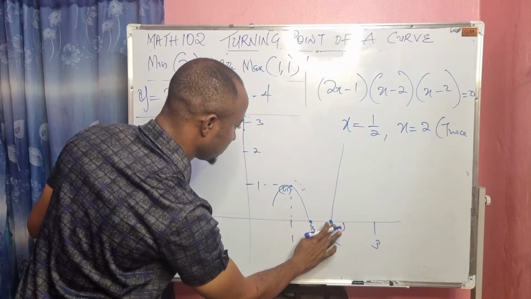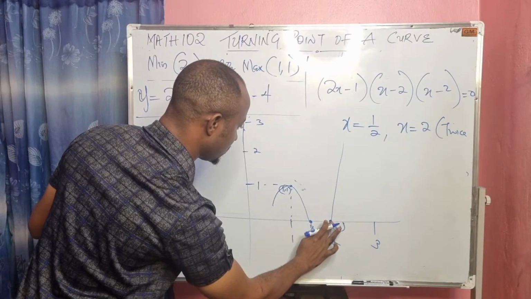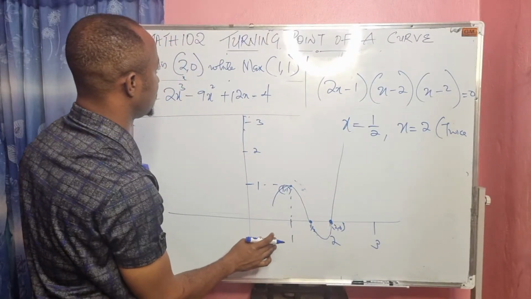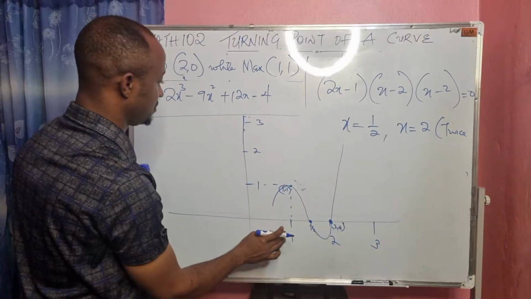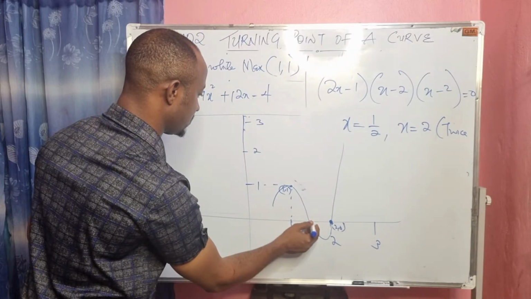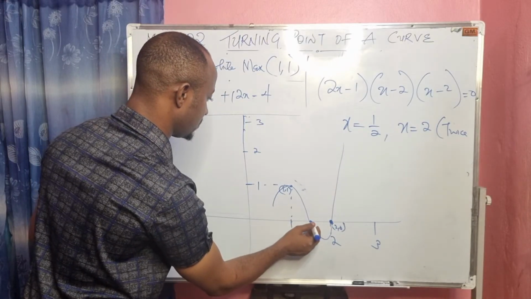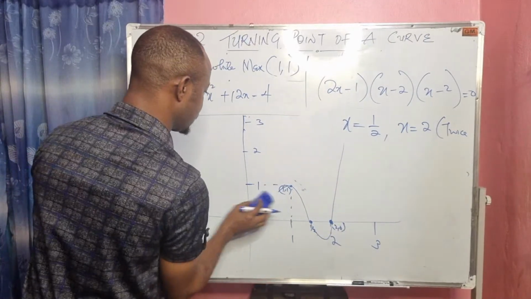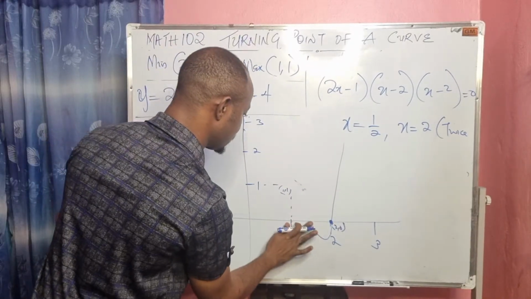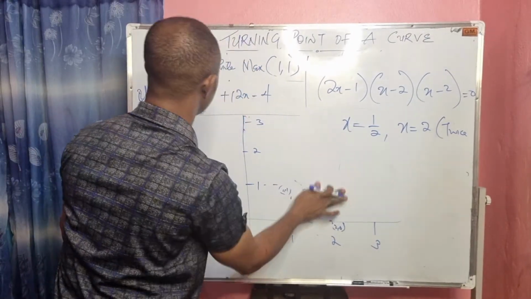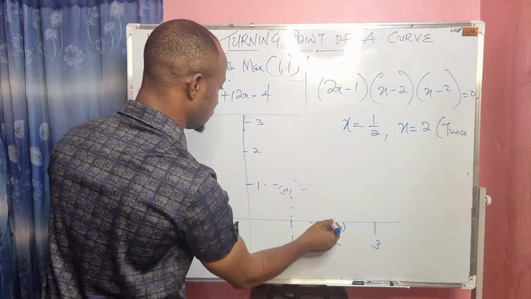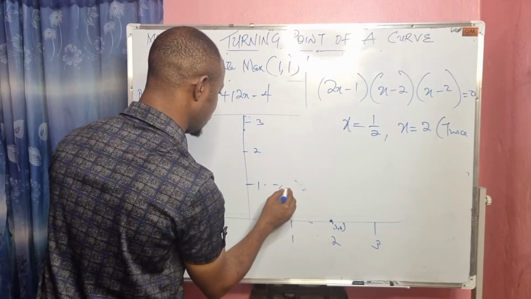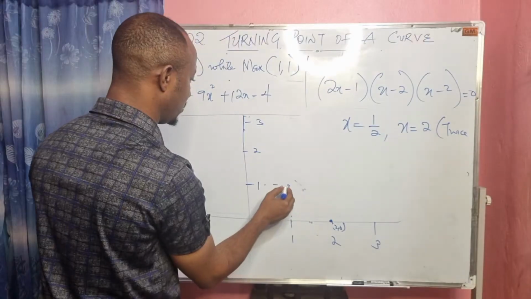Okay, I think there's a mistake here. Let's check. Our minimum is 2 comma. Let me take it this way. This curve will be, okay, we are correct.